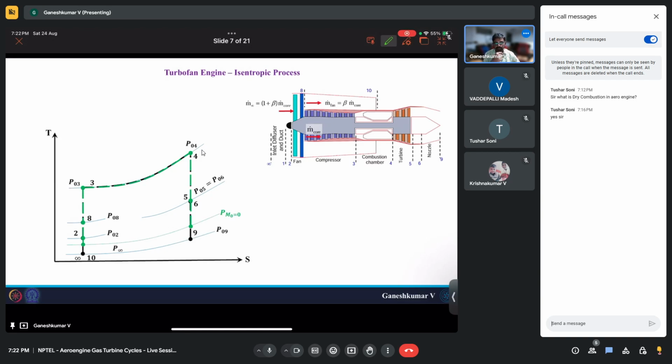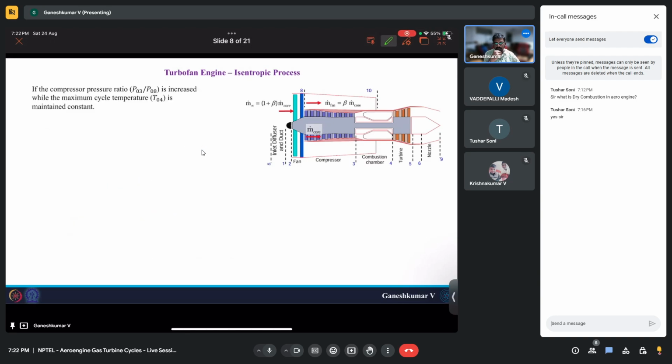Your pressure rise will start from 2. Okay, so please note that. If it's in the flight condition, the pressure rise starts from infinity. If it's in the ground condition, it starts from 2. Okay. All right. I hope it's clear.